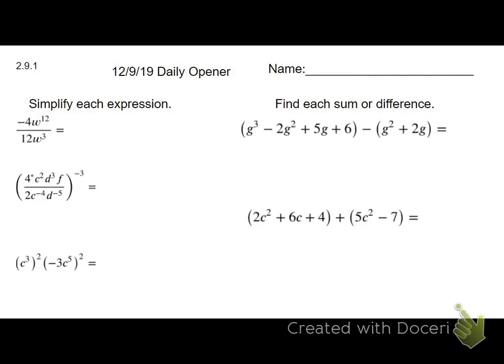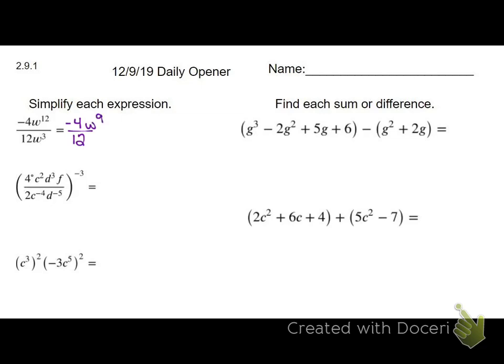So simplify each expression. When I simplify this expression, which rule am I going to use for my exponents? Subtraction. Well, you're right, but what rule is that? My division rule. Division means if they have the same base, I'm going to subtract my exponents. So when I subtract my exponents, what does that equal? 9. So we have negative 4 over 12 and then w to the 9th power.